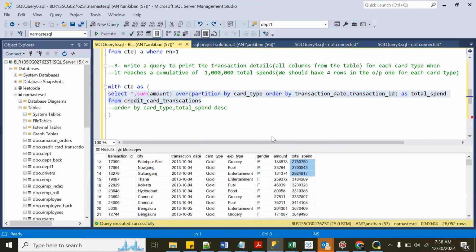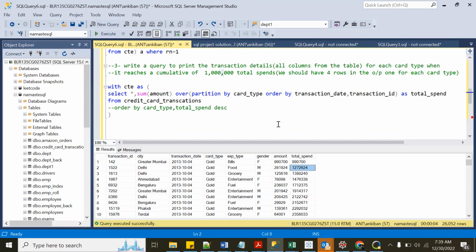Right now the question is that write a query to print the transaction details for each card type. So basically we need to print a row for each card type when it is reaching cumulative 1 million of sales. Okay, so for example, till here it has reached how much? It has reached 3 million. Okay, so we have to go back. It has reached 1 million here only, right?